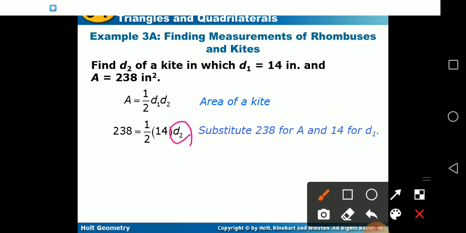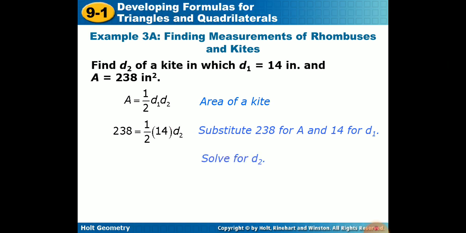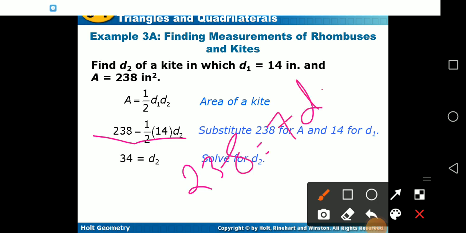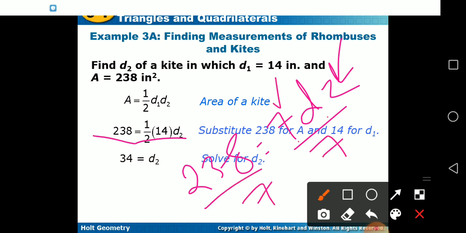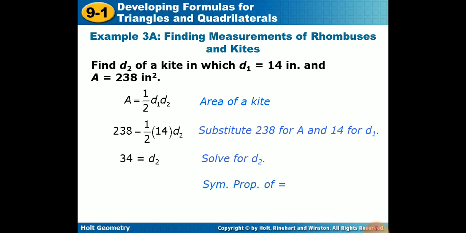14 multiplied by half gives me 7. So here I will solve for d2. Then I will divide by 7, because we have 238 equals 7 d2. So I need to know the value of d2. So divide by the coefficient of d2, which is 7. So you got d2 equals 34. Easy one? I think it is. Now here d2 equals 34.